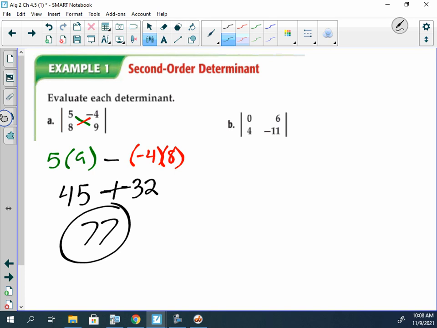But let's stick with second order for now. So here we would do what? Times negative 11, well, it really doesn't matter. Minus.